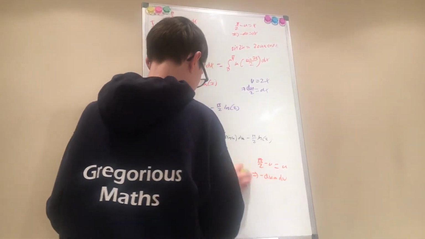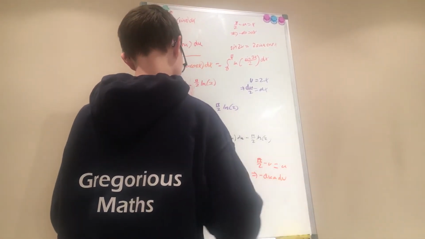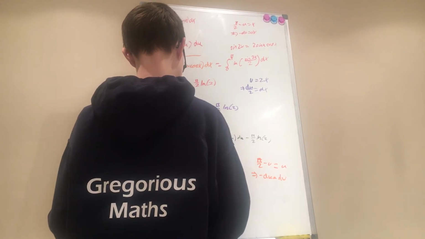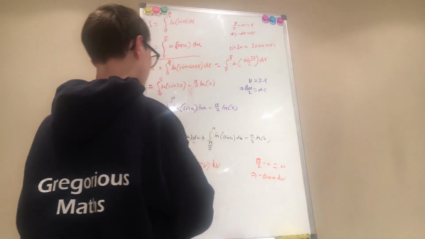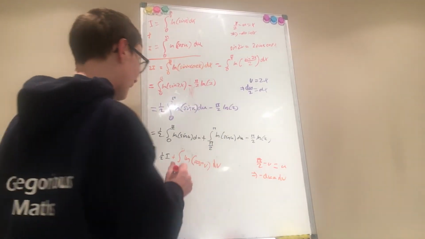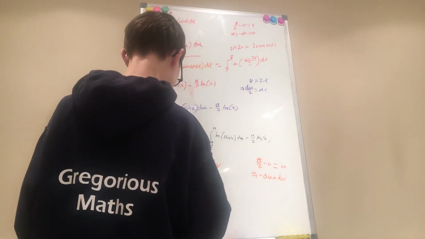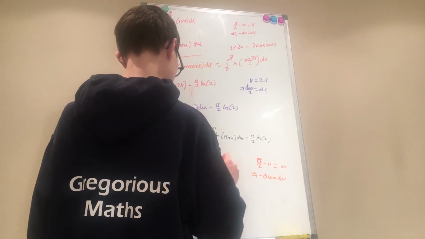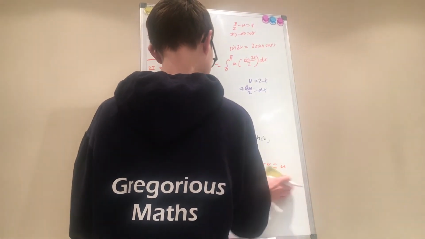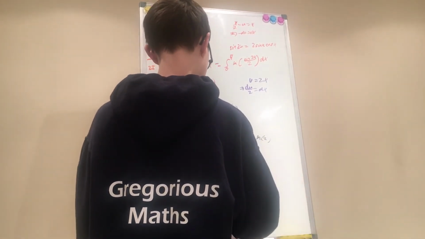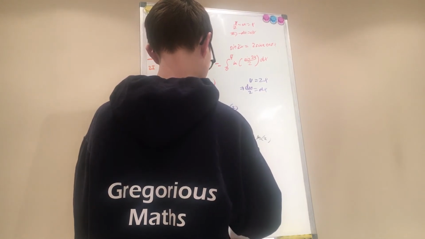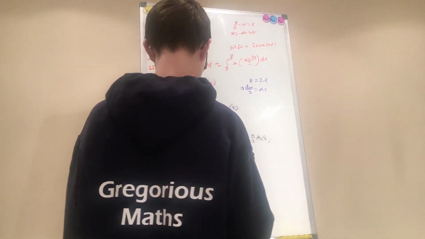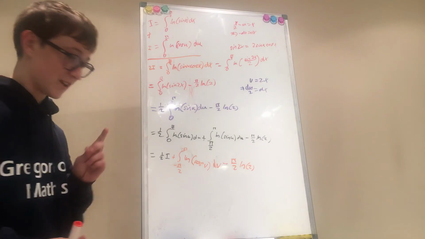And now we do the same stuff. Use this negative to flip the bounds of the integral, so they become from negative pi over 2 to 0. And then subtract pi over 2 ln of 2. Now we're getting closer.